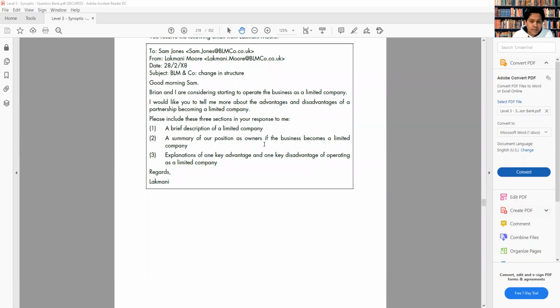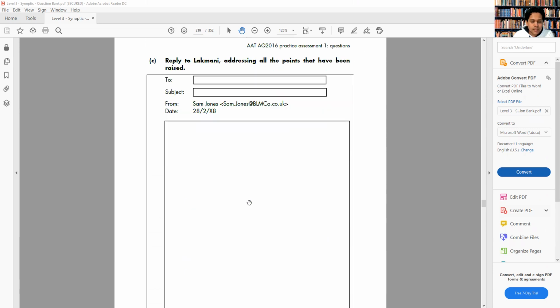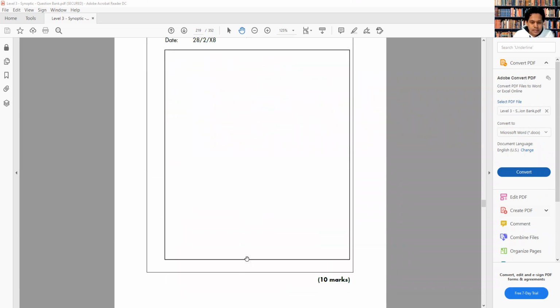So what is a limited company? A summary of our position as owners if the business becomes a limited company. So if we convert the business into a limited company, as the owners, what will be our position? And an explanation of one key advantage and disadvantage of limited companies. So asking for one advantage and one disadvantage of opening a limited company. Okay, so let's write it down. The first one they're asking, what is a limited company? So we know the definition of limited companies, a separate entity, isn't it? Separate entity.